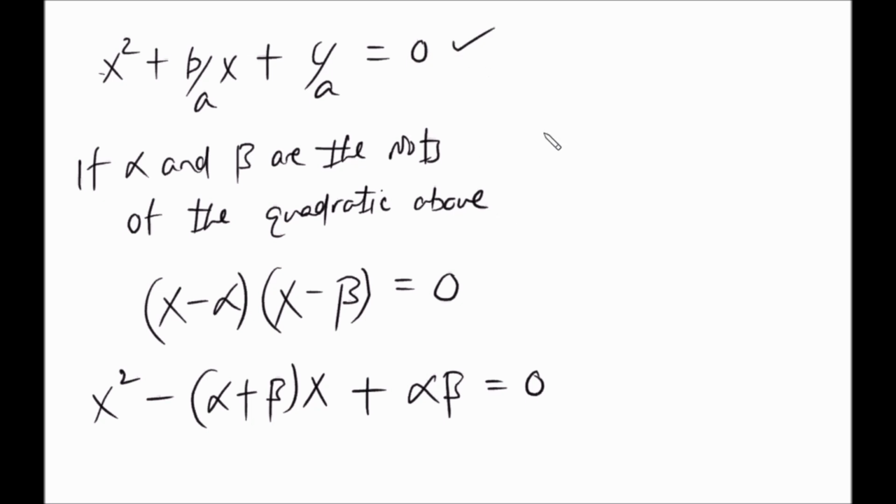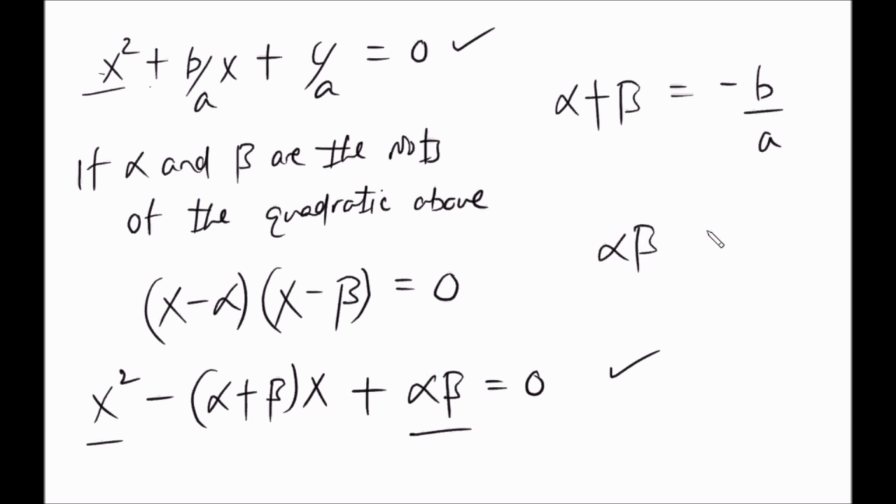Now these two equations are one and the same. So let us compare the coefficients of these two equations. Here we have 1 and here we have 1. Here we have alpha plus beta, here we have b over a. But here it is positive, here it is negative, so it is negative b over a. Here we have alpha beta, and above we have c over a. So alpha and beta are the roots of this quadratic equation, and negative b, b, a and c are the coefficients.